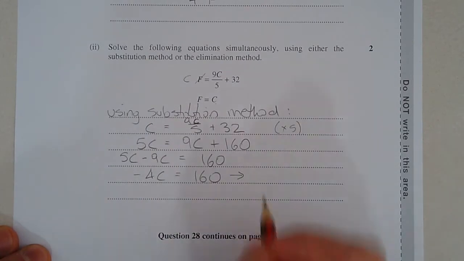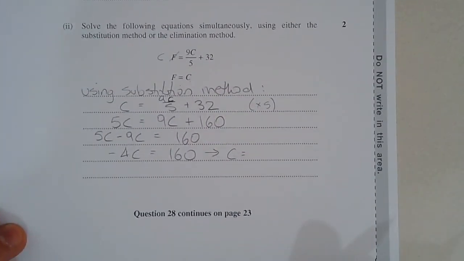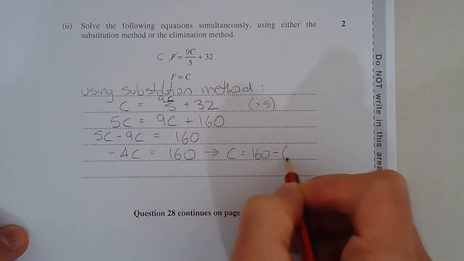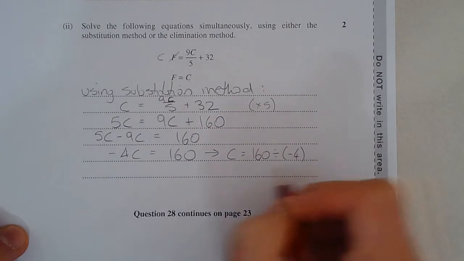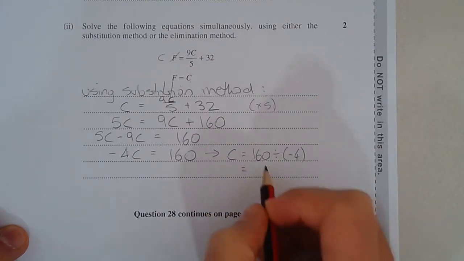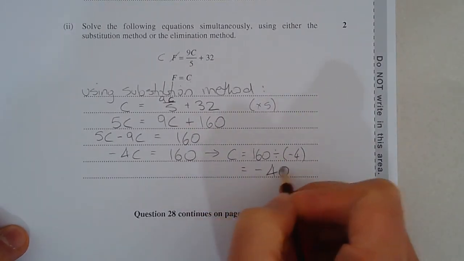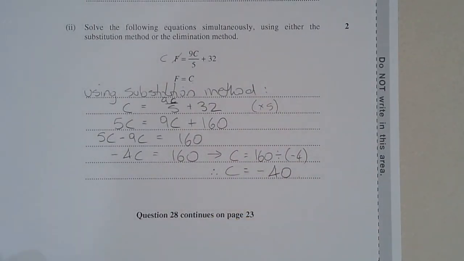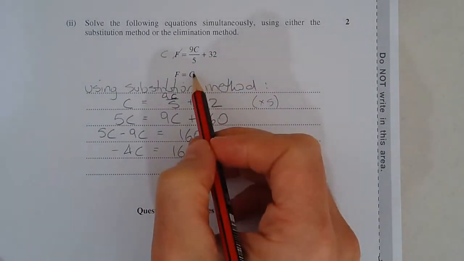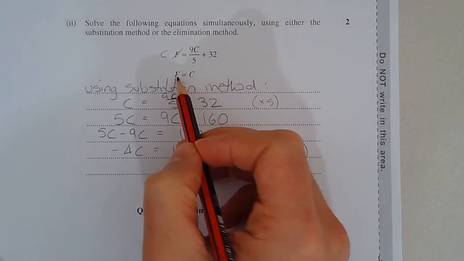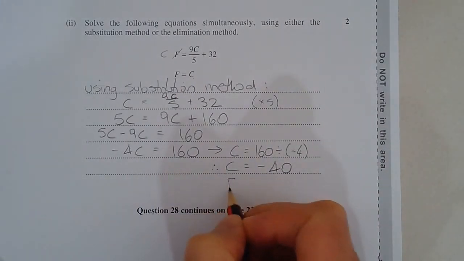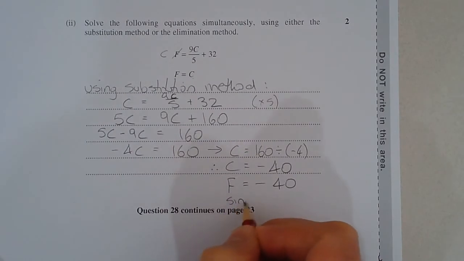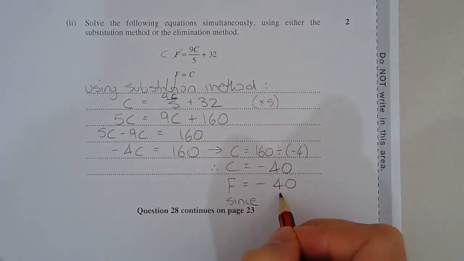by negative 4, C is equal to, I've just put it on the same line there to save a bit of space, 160 divided by negative 4, and that equals negative 40. So therefore C is equal to negative 40. Now if C is equal to negative 40, what must F equal? Well, F equals C. Therefore, F also equals negative 40, since F equals C.